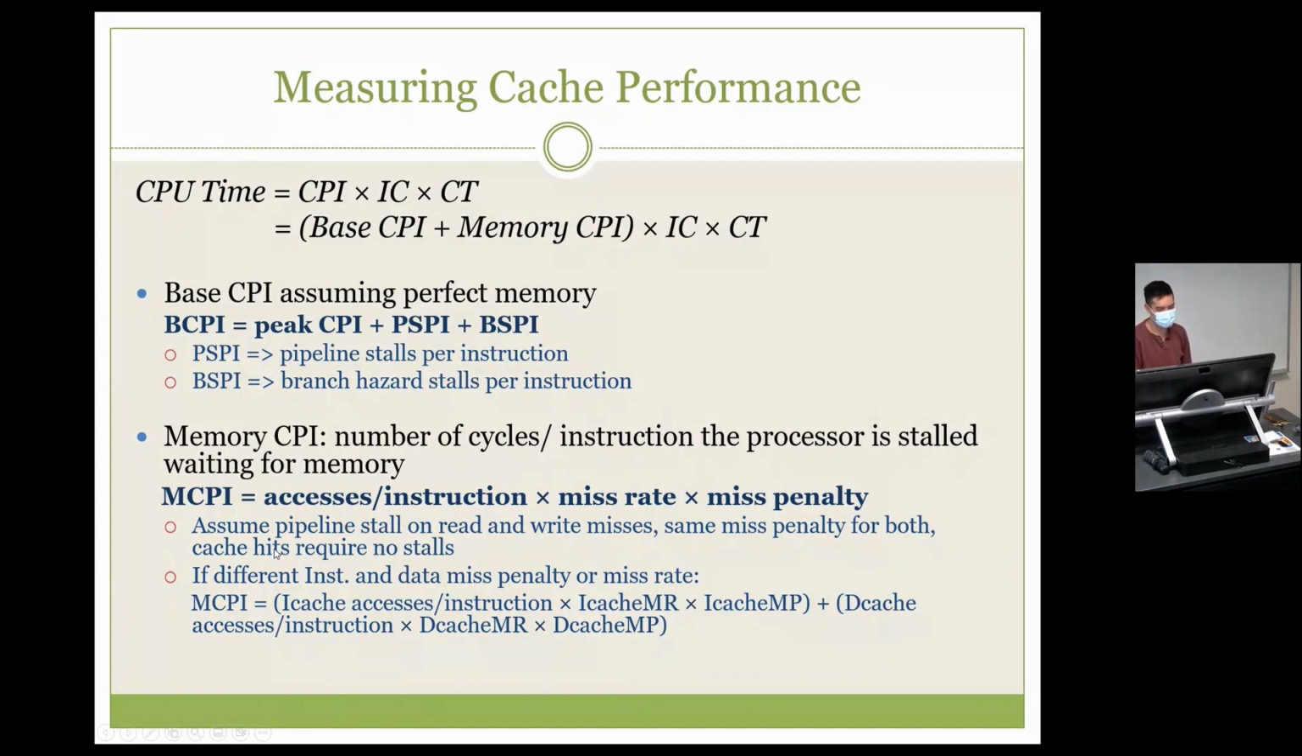So this is assuming the pipeline stall on read and write misses have the same miss penalty, and cache hits require no stalls. But if we have a different instruction and data miss penalty or miss rates, we will have to split it up into two different sections, one for the instruction cache, one for the data cache. But it's the same exact formula.